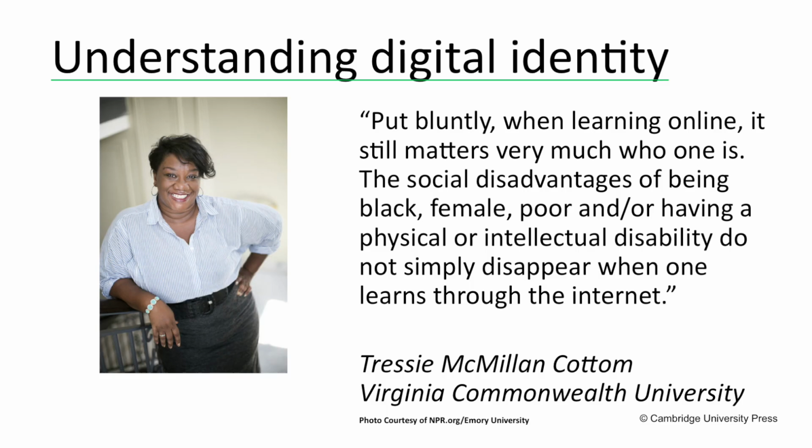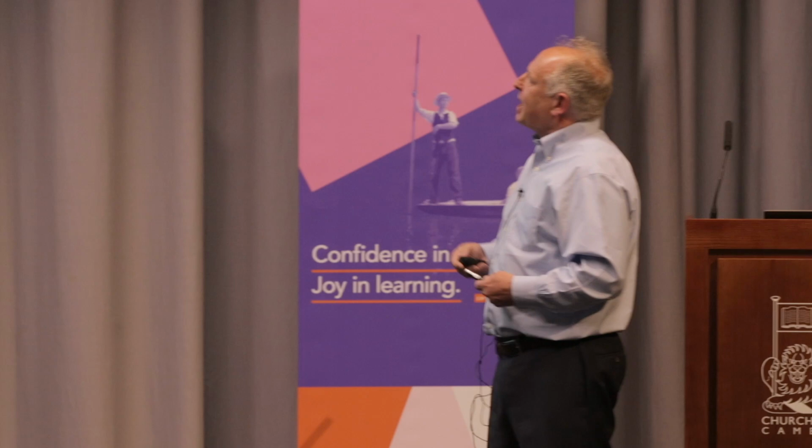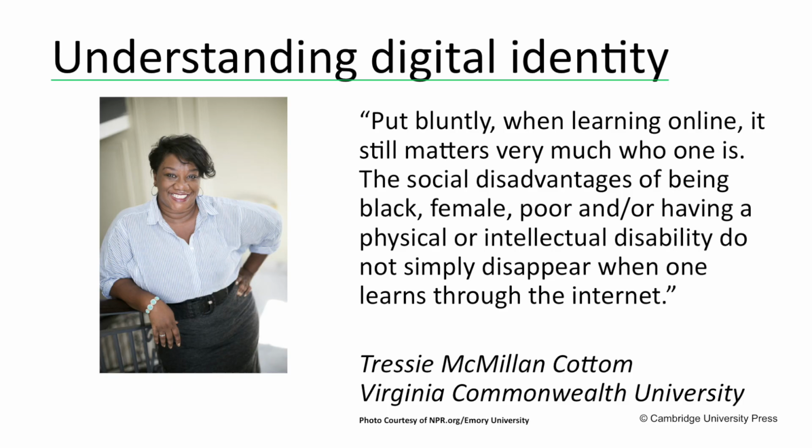This woman here, Tressie McMillan Cottom, is a very controversial woman in the United States who talks about sociology of learning. And I think she said something here which is very specific to the big problems that we have with our culture in the United States, but I think it's relevant to this. And she says, put bluntly, when learning online, it still matters very much who one is. The social disadvantages of being black, female, poor, and/or having physical or intellectual disability do not simply disappear when one learns through the internet. Yes, this is a political issue in the United States right now, but I think it resonates internationally based on what I just said.